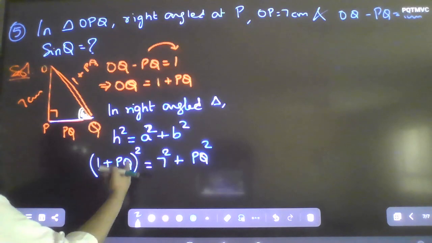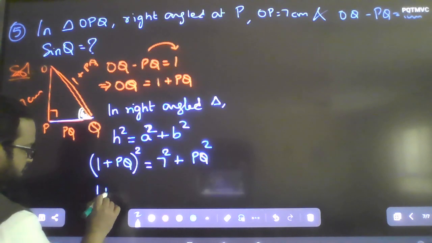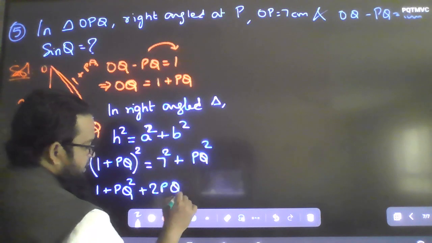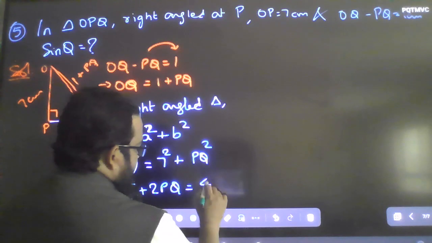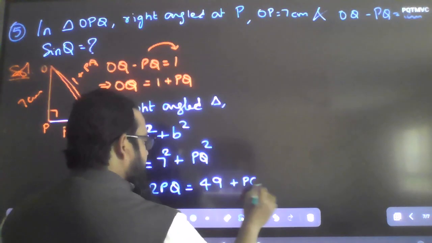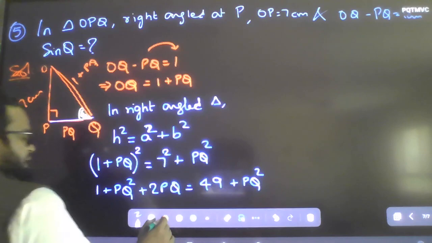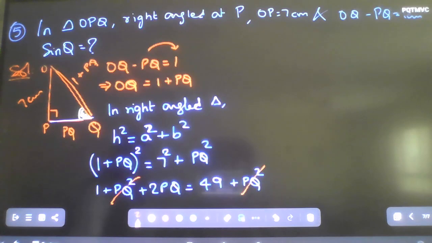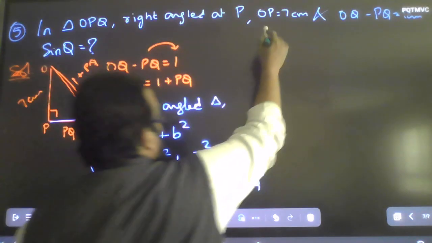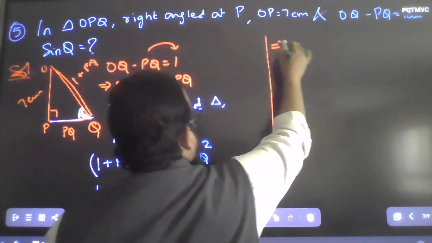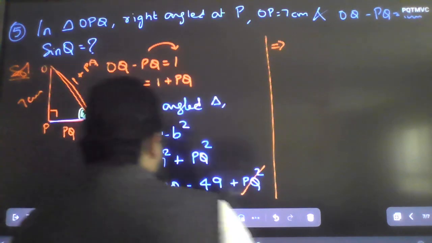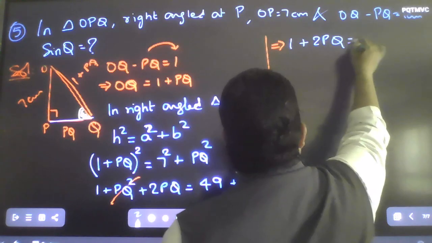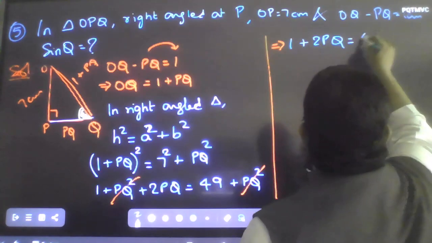Now, (a plus b) whole square, can I write it as a square plus b square plus 2ab? So we got the answer. It is equal to 7 square, which is 49, plus PQ square. See here, PQ square on both sides, can I cancel it? Yes, I can. So we got 1 plus 2PQ equals 49.